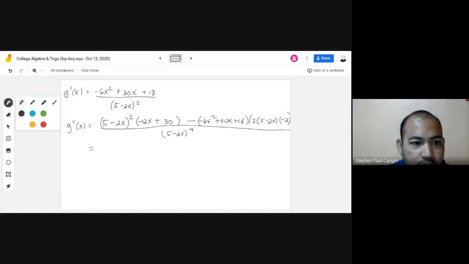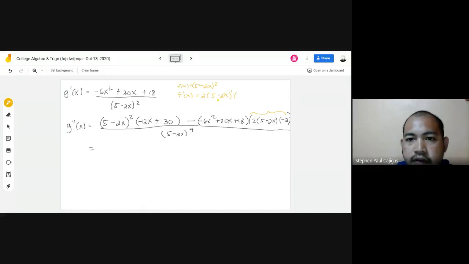This is the chain rule. Again, if we have f of x equals (5 minus 2x) quantity squared, then our derivative will be 2 times (5 minus 2x) to the power 1 times the derivative of what is inside the parentheses, which is negative 2.